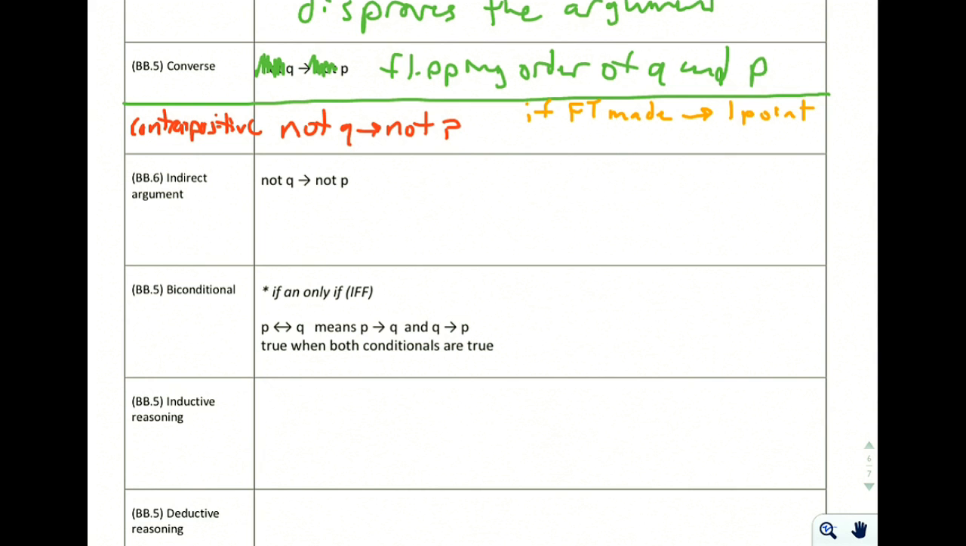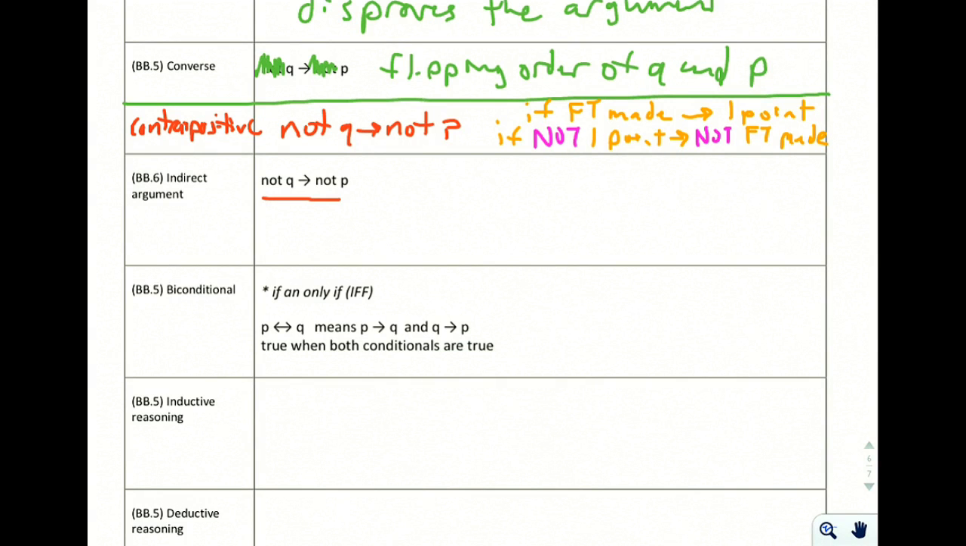So the contrapositive is something in logic that is kind of strange. You flip the statement backwards, but you put not in front of each statement, and it turns out logically that that is always true. And here I just added that example here. If not 1 point scored, not free throw made. The contrapositive leads into indirect argument, where an indirect argument takes that not Q implies not P and allows you to then go backwards and prove the original argument.